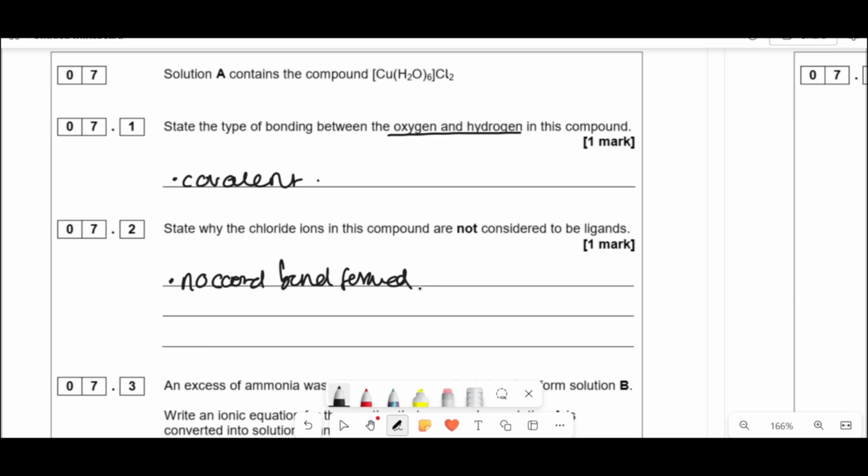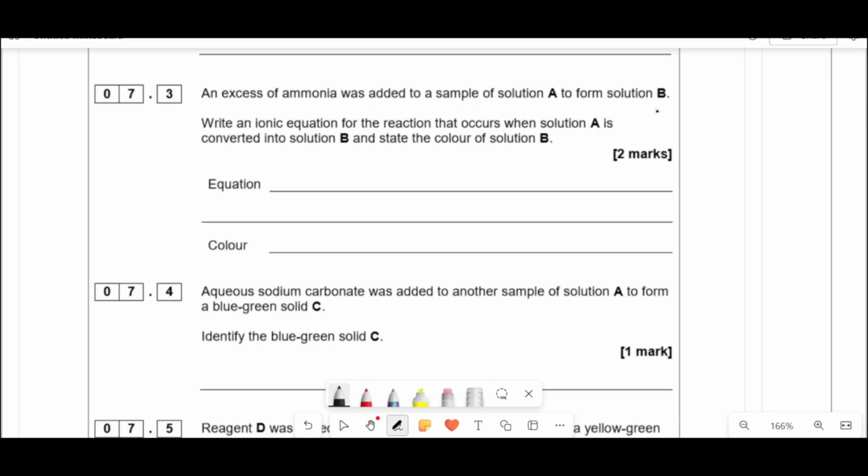But you need to say why. Because it's not donating an electron, I should really say lone pair to the Cu2+. A ligand can only be a ligand if it's got a lone pair of electrons to give. An excess of ammonia was added to a sample of A to form solution B.